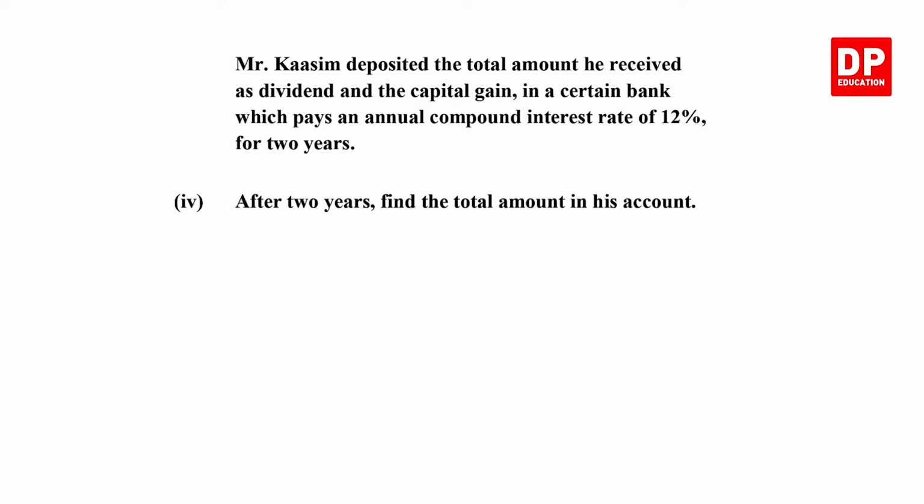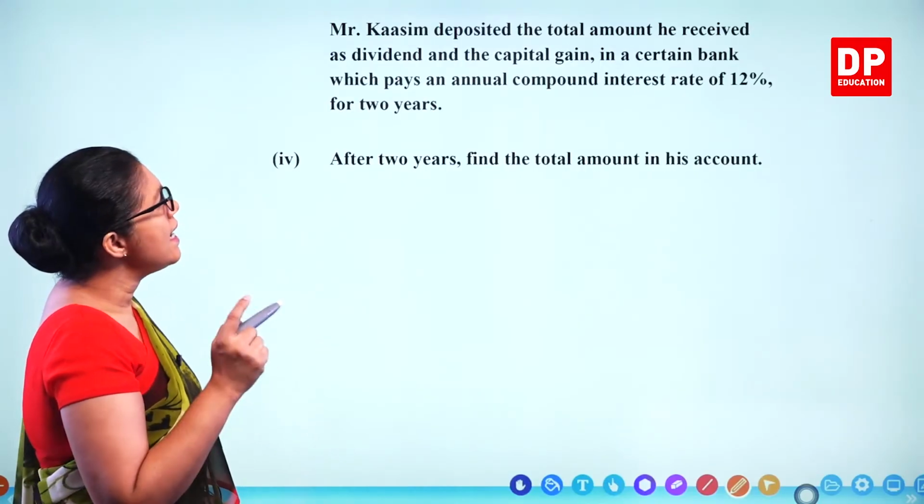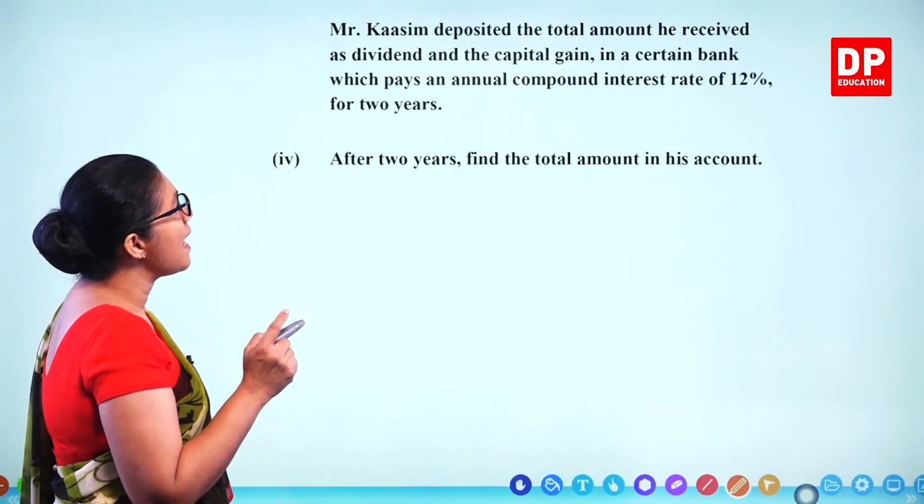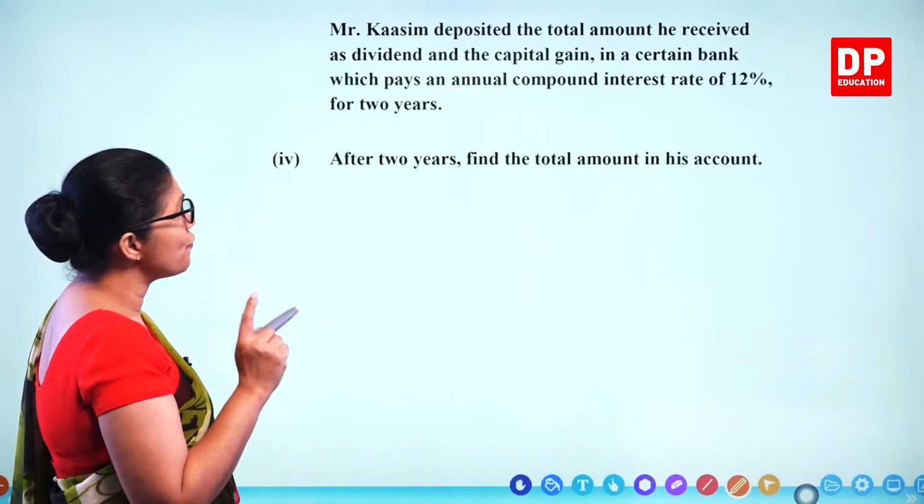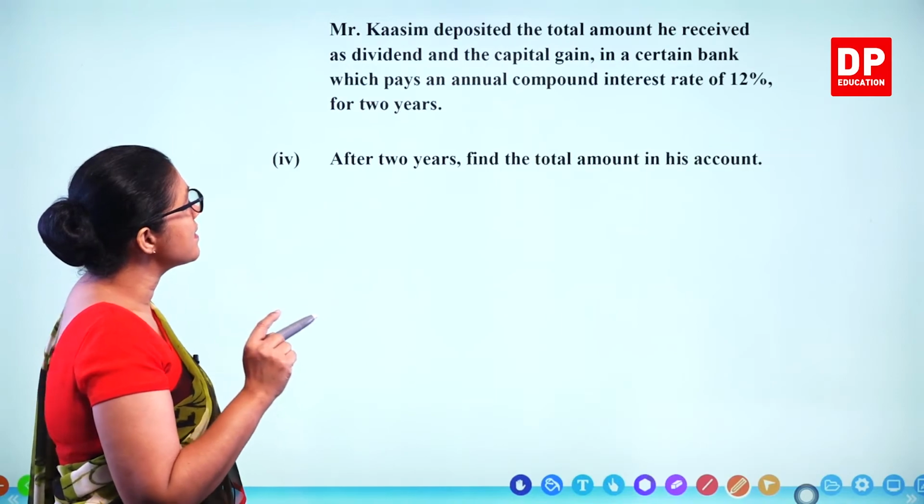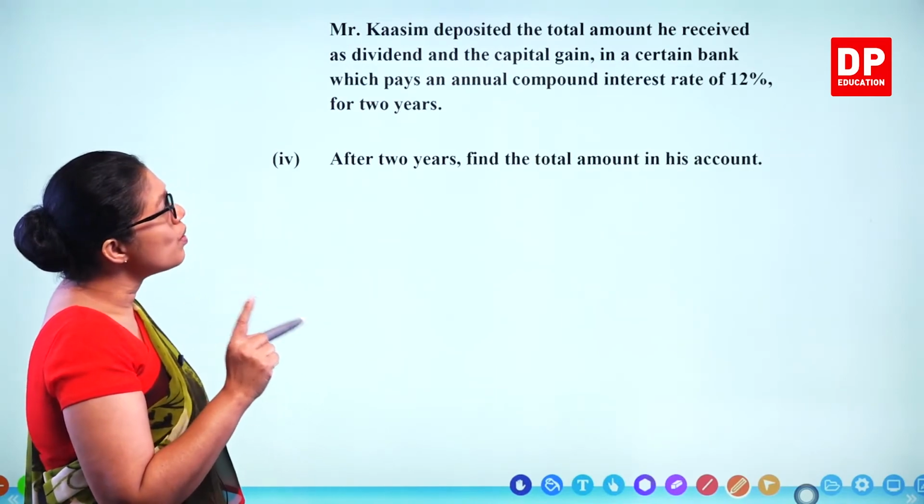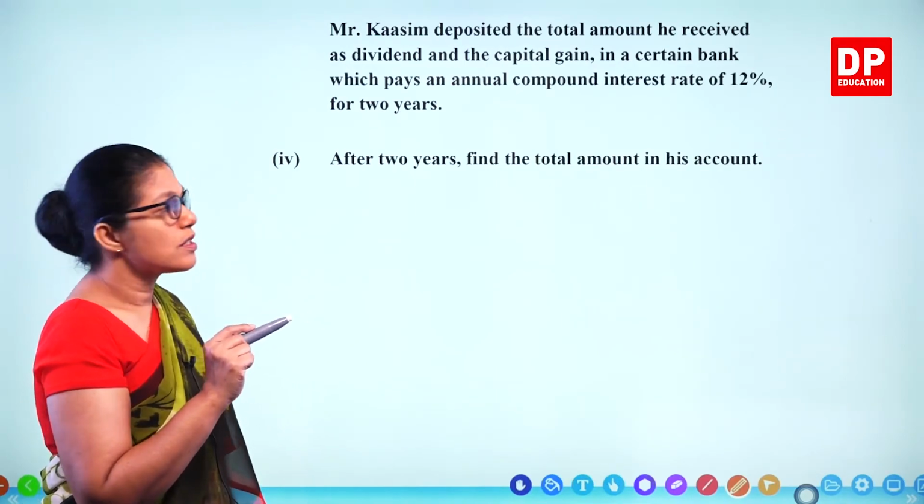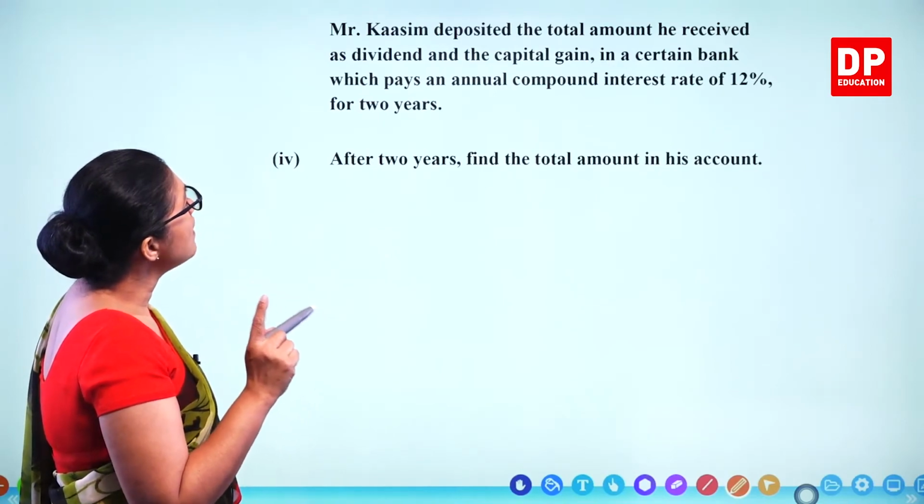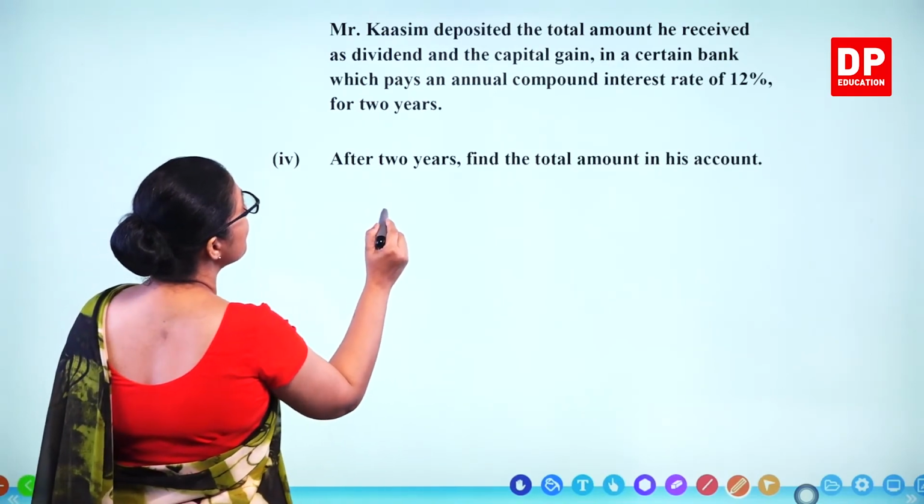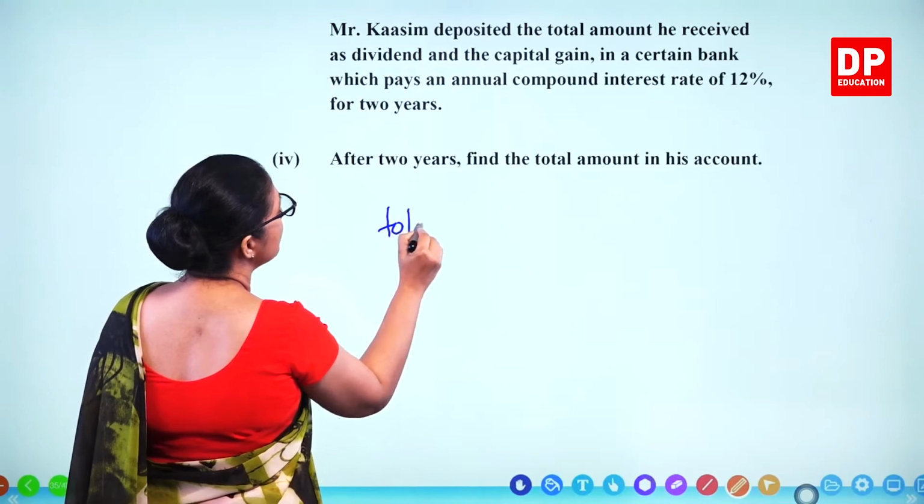Then it says, Mr. Kazim deposited the total amount he received as dividend and the capital gain in a certain bank which pays an annual compound interest rate of 12% for 2 years. After 2 years, find the total amount in his account. So what's the total amount deposited?